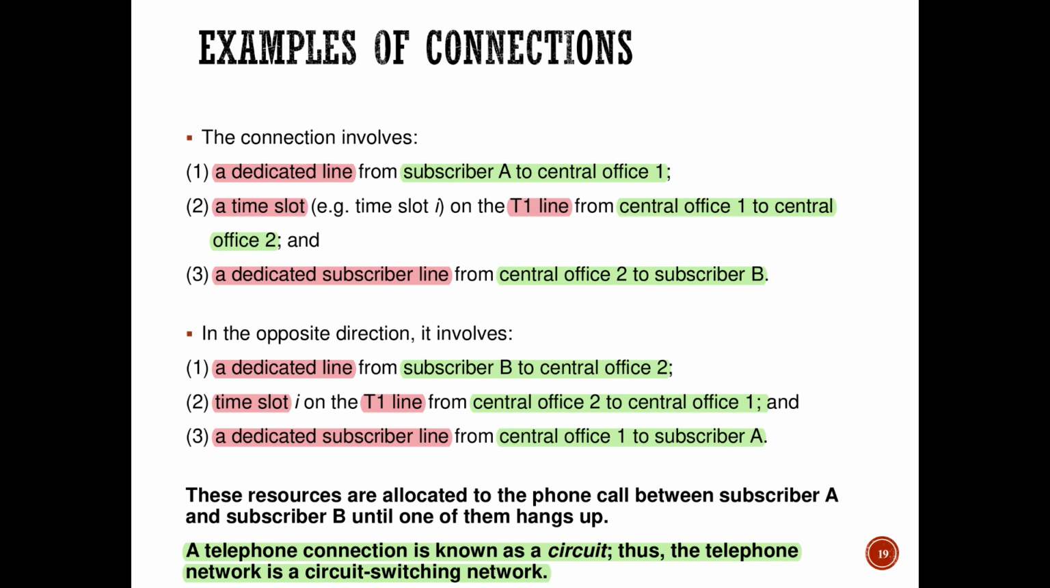In the opposite direction, it involves: 1. A dedicated line from subscriber B to central office 2. 2. Time slot I on the T1 line from central office 2 to central office 1, and 3. A dedicated subscriber line from central office 1 to subscriber A.